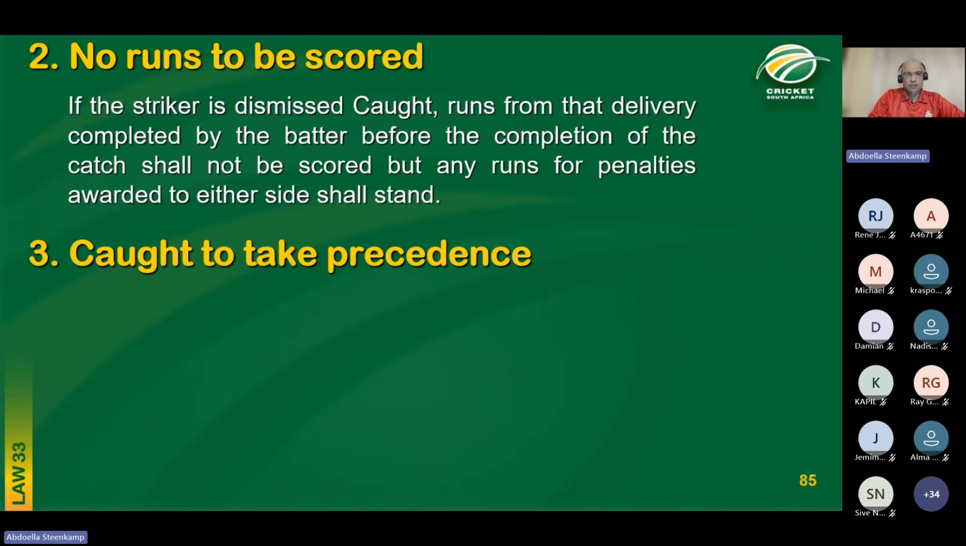So when a striker is dismissed, how many runs are scored? Zero runs scored if a striker is dismissed out caught. Even if they completed 2 runs while that ball is still in the air, those 2 runs will not be scored. Any runs for penalties will stand, but the runs that batters completed will not be scored.